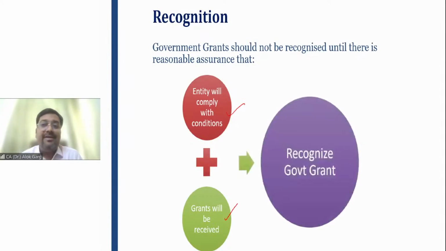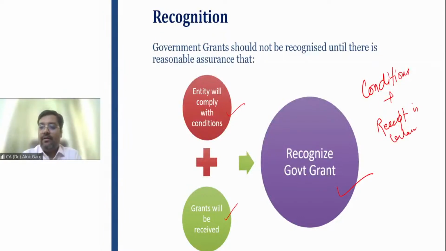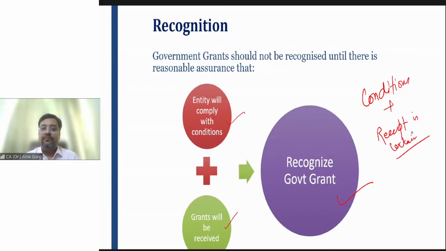Why? Because money has already been received and there is a reasonable assurance that the condition will be complied with. So in this case, if these two conditions are met, the entity has to recognize the government grant. First, there is a reasonable assurance of meeting the conditions, and second, the receipt is certain, right? Receipt is virtually certain. Is that clear?